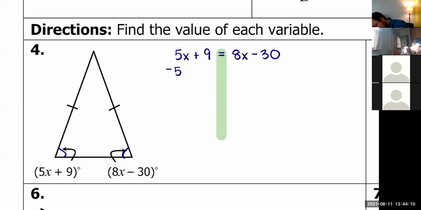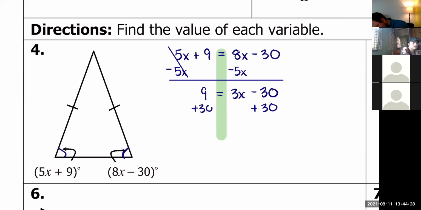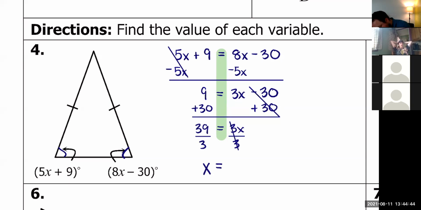Get my variable to one side, subtract 5x from both sides. I get 9 equals 3x minus 30. Add 30 to both sides. I get 39 equals 3x. And lastly, divide by 3. I'm going to do a double step here. I'm going to write my x first. I know 39 divided by 3 gives me 13.